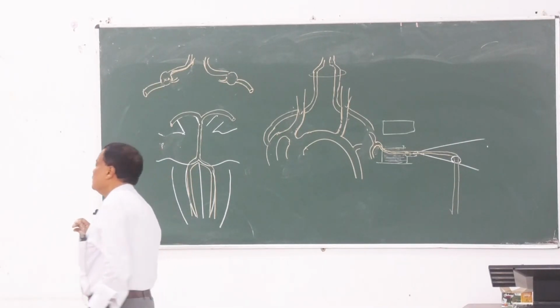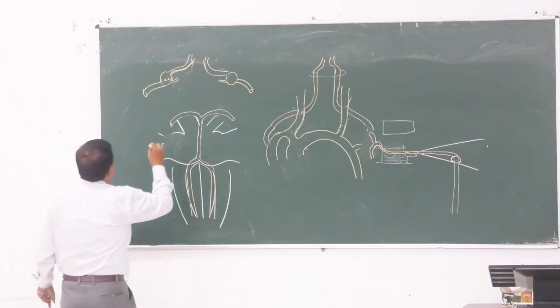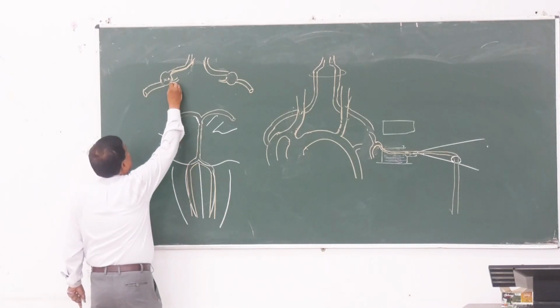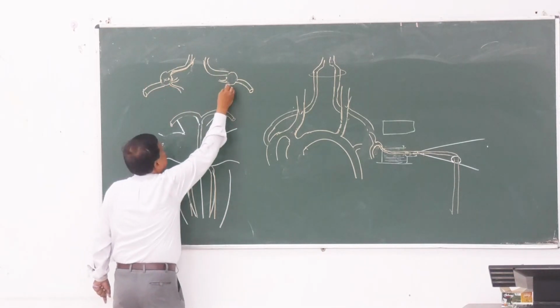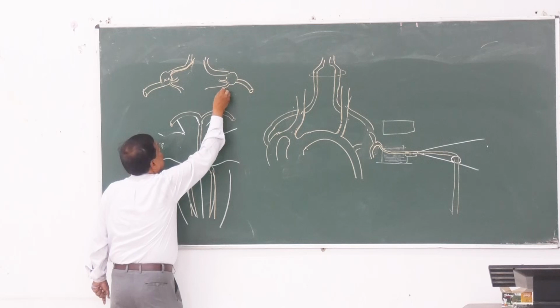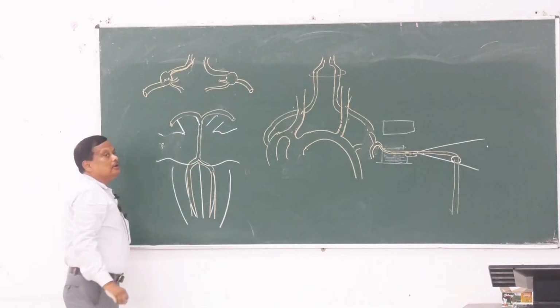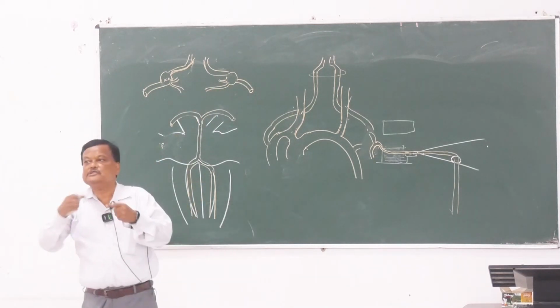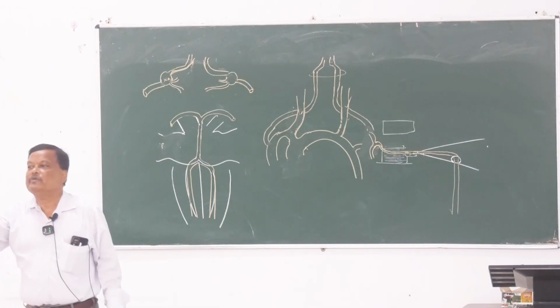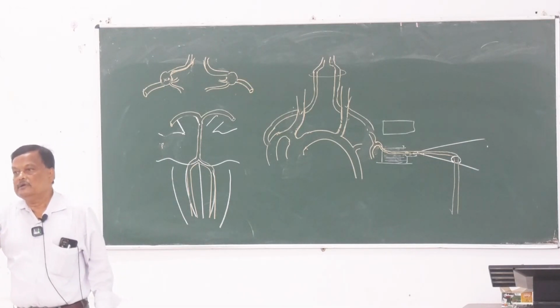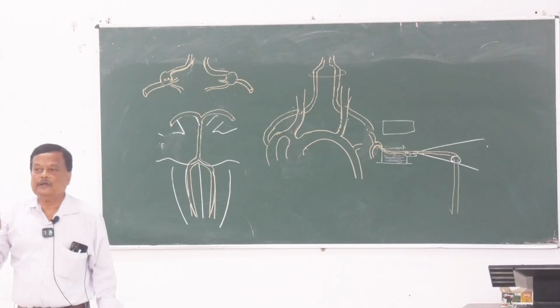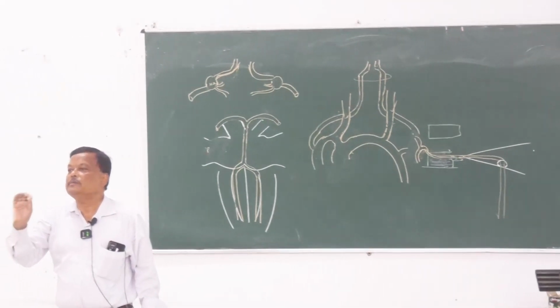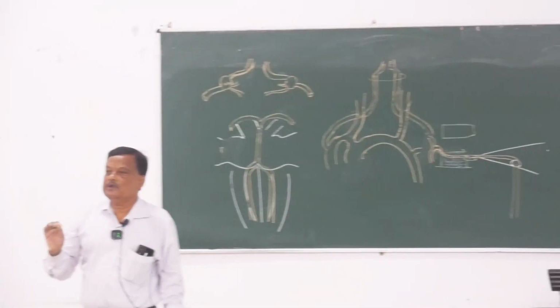It also gives an anterior choroidal artery. What is choroidal artery? It pierces the brain and supplies the ventricles and other deep structures. So, anterior choroidal artery is a branch of the internal carotid artery.